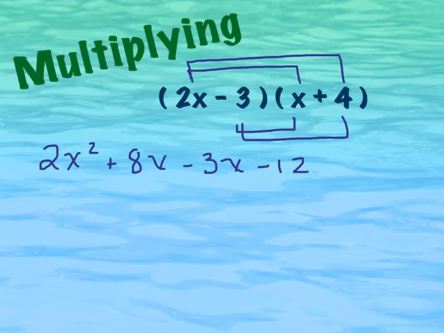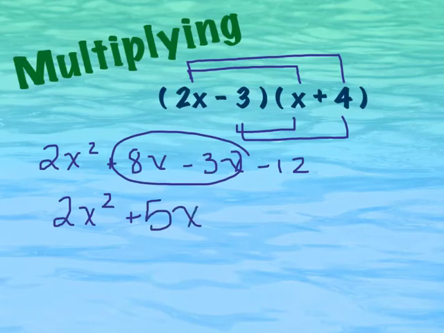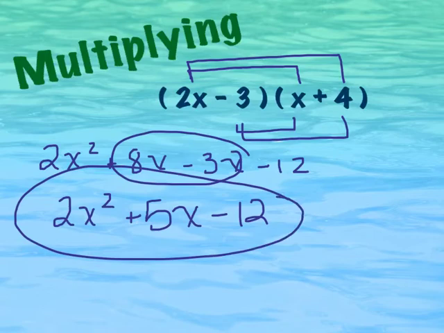Now remember, the main goal of FOILing is to make sure that each term in one binomial gets multiplied by the terms of the other binomial. So 2x is multiplied both by x and 4, and negative 3 is multiplied both by x and 4. Once we have our 4 terms here, we can combine our like terms. Remember, like terms are variables with the same exponent. So 2x squared, 8x minus 3x is a positive 5x, minus 12. And this is our final answer. We cannot reduce it anymore because we have no more like terms.